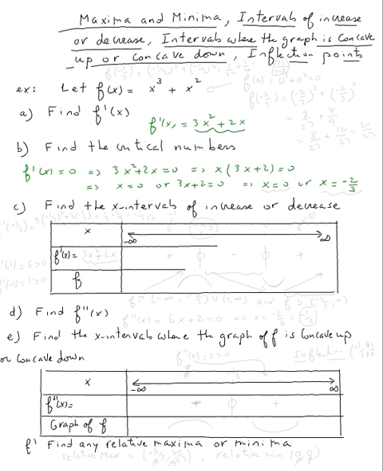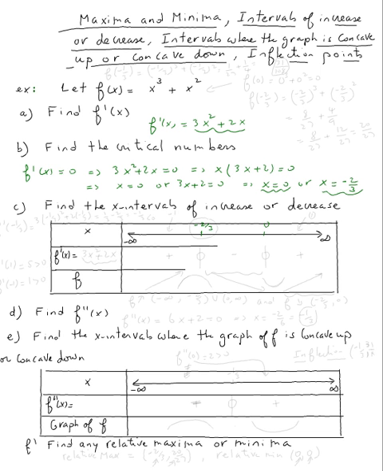Now for question C, find the intervals of increase or decrease. It's pretty easy. All you need to do is the chart. First, we take the critical numbers and plug them in this line. Of course negative 2/3 is smaller than 0, so it goes on the left side. So this is negative 2/3, this is 0. Remember, the domain of a polynomial is negative infinity to infinity, all real numbers. That's why I put on the chart from negative infinity to infinity.